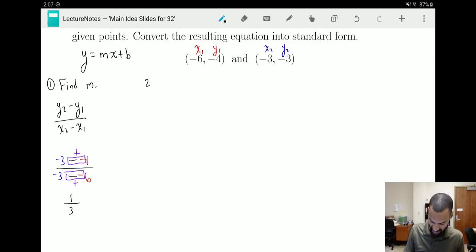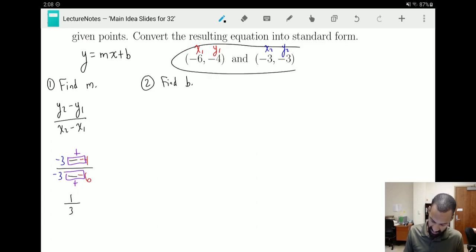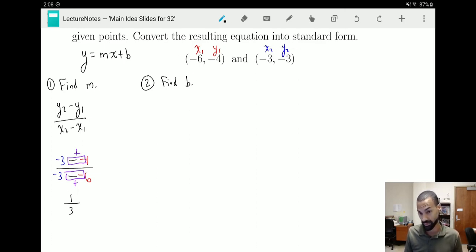Okay, our second step will be to find b. Find b. Okay, well, remember y equals mx plus b. And keep in mind that you have 2 points here. Okay, when you plug in negative 3 for x, your y has to be negative 3. Or if you plug in negative 6 for x, your y has to be negative 4. Use that relationship to figure out what b is. Okay, y equals mx plus b. Let's just pick one. I'm going to pick this one here for no particular reason.